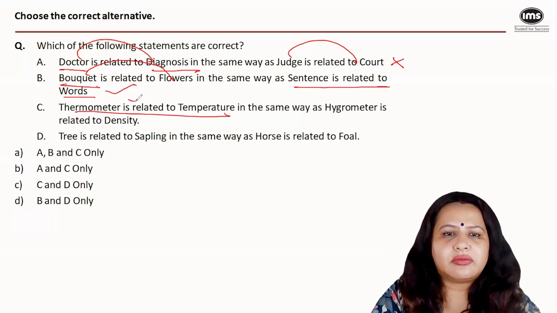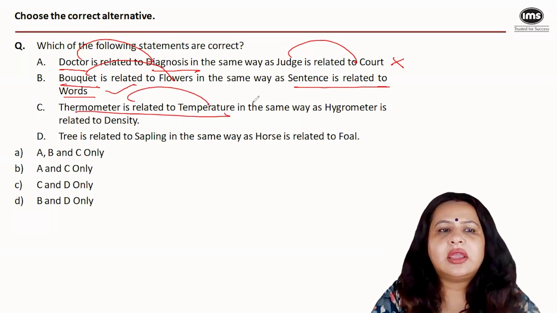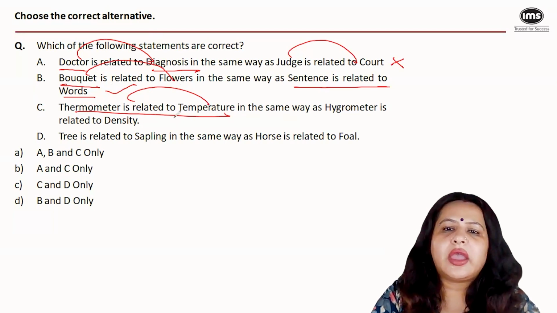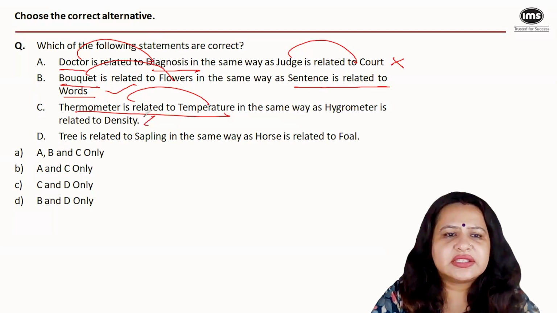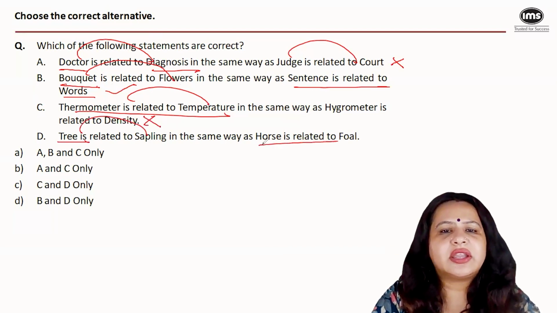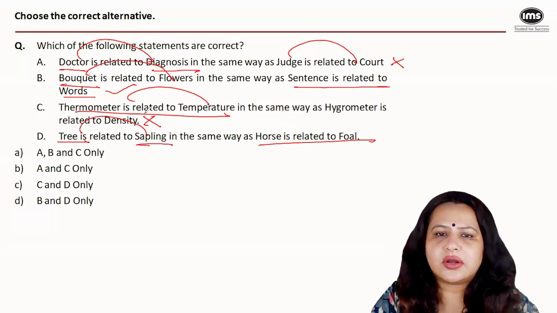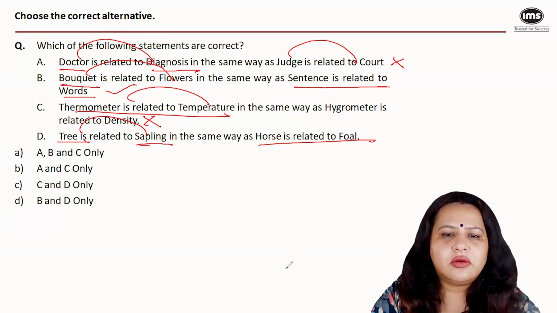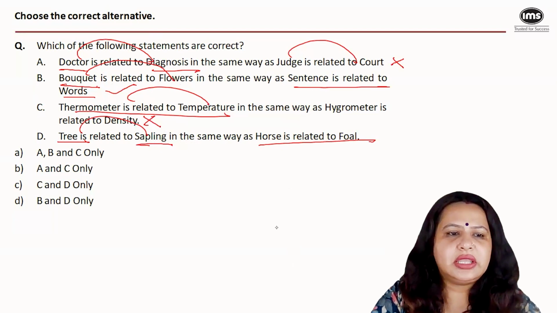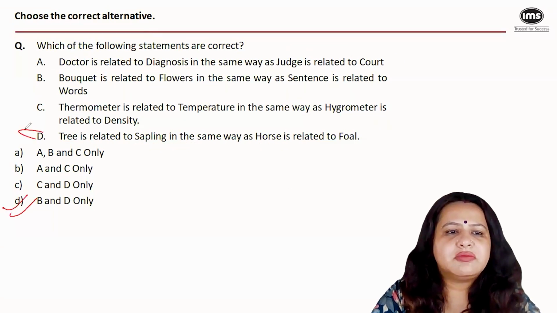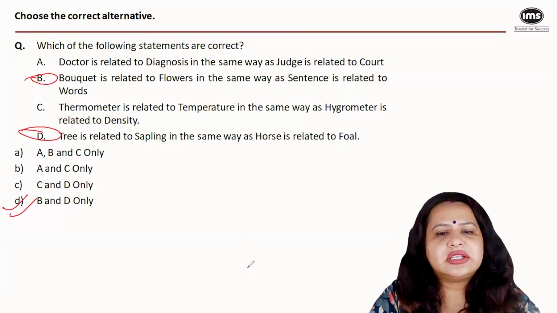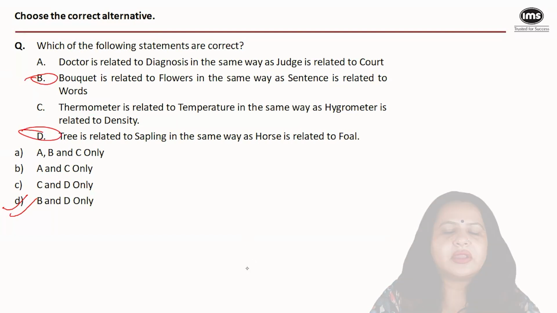Thermometer is related to temperature. Correct. And next, in the same way, hygrometer is related to density, which makes no sense. That's wrong. Tree is related to sapling. In the same way, horse is related to foal. So the young plant of the tree is called a sapling. Horse is called a foal. So which makes option D the right answer to this question, because only the P and the D statements were correct.